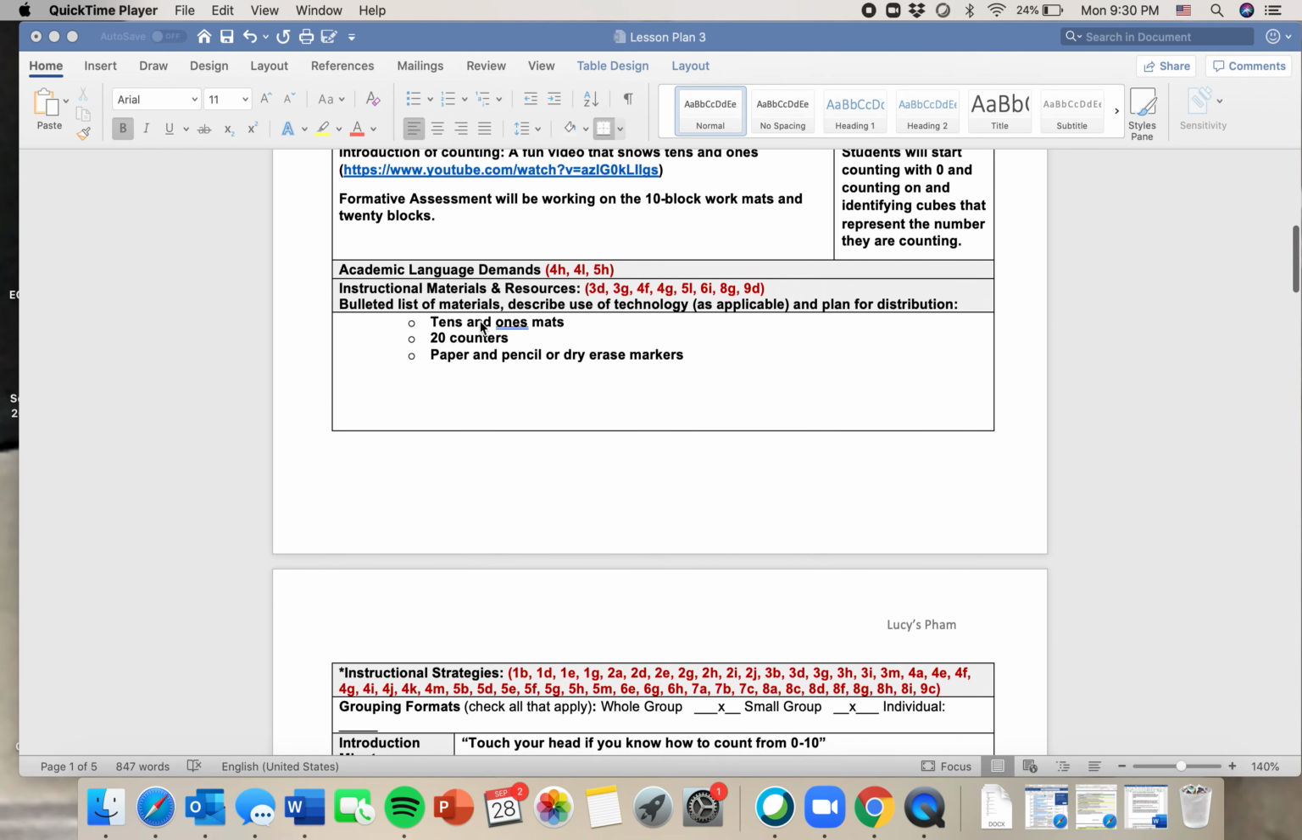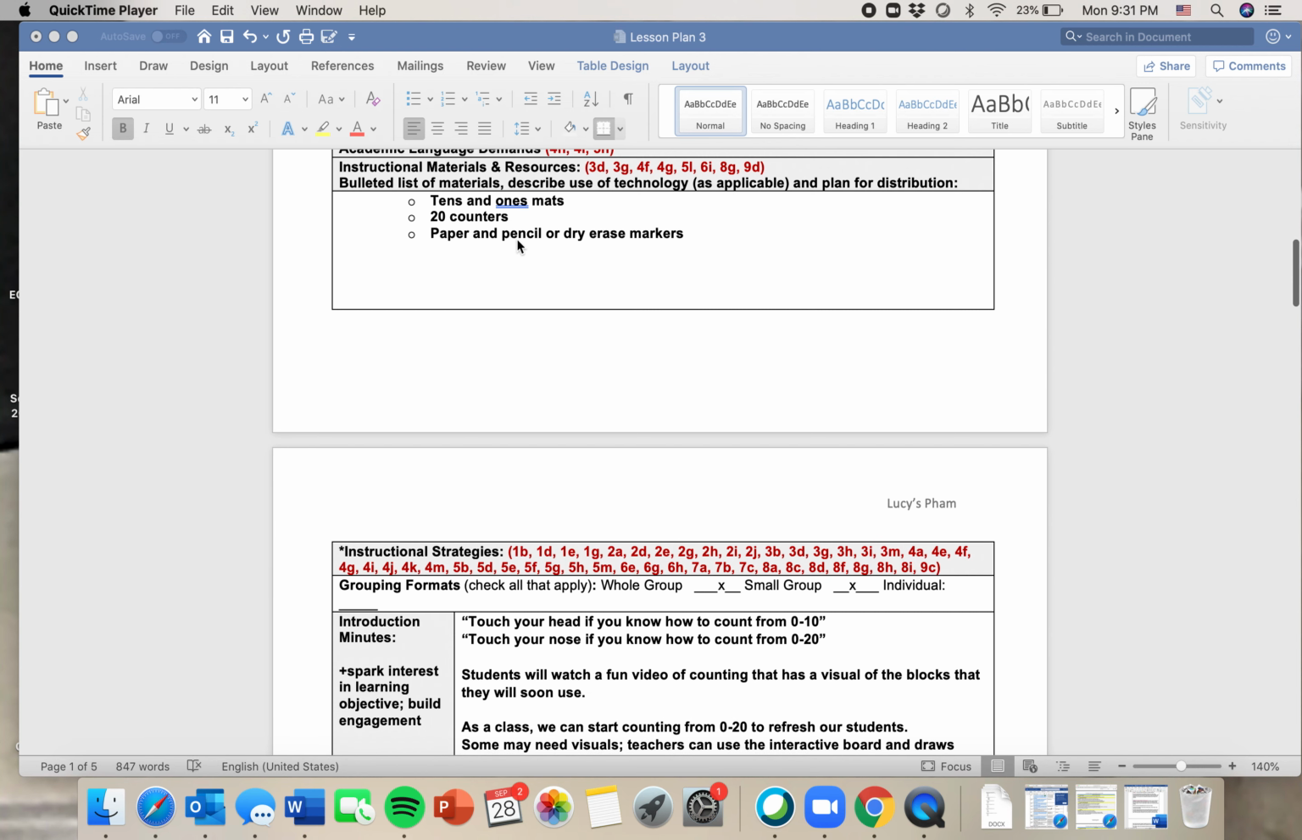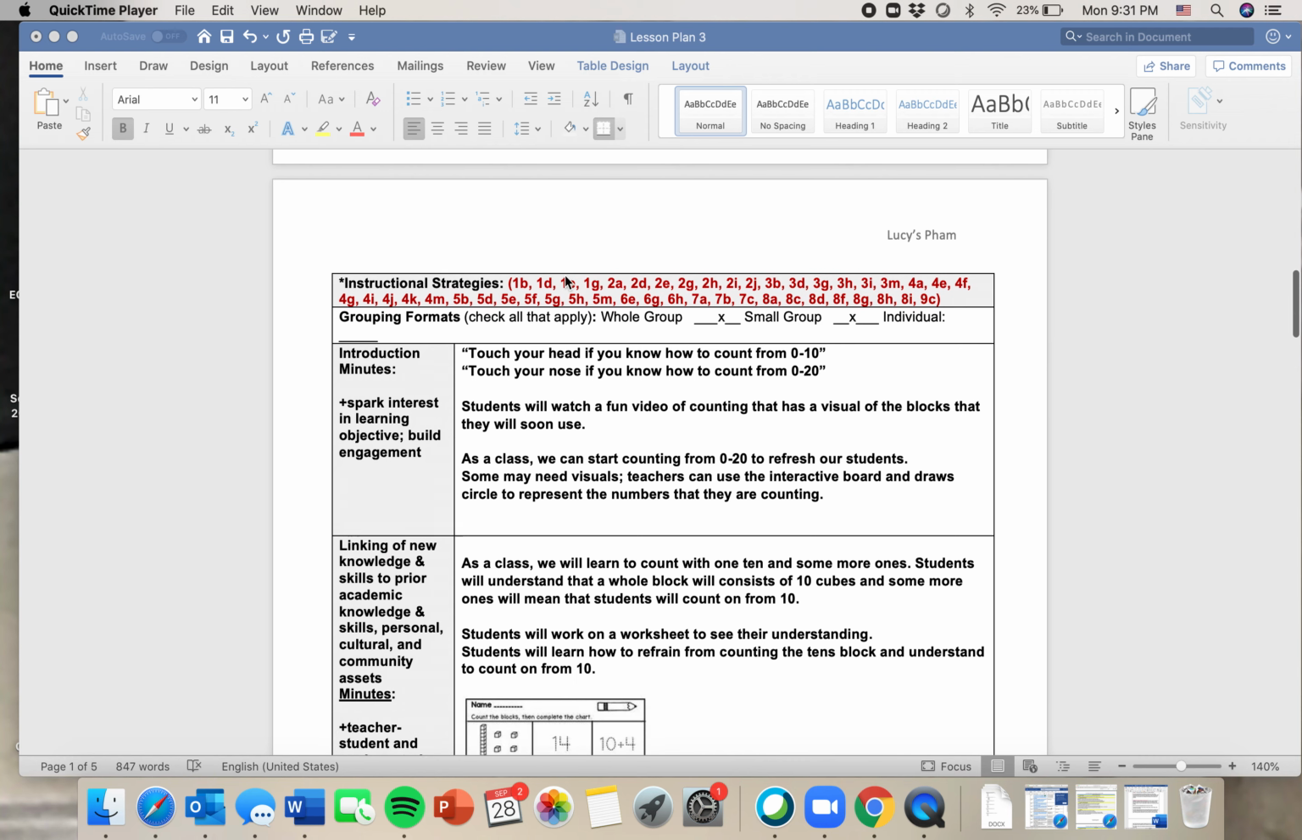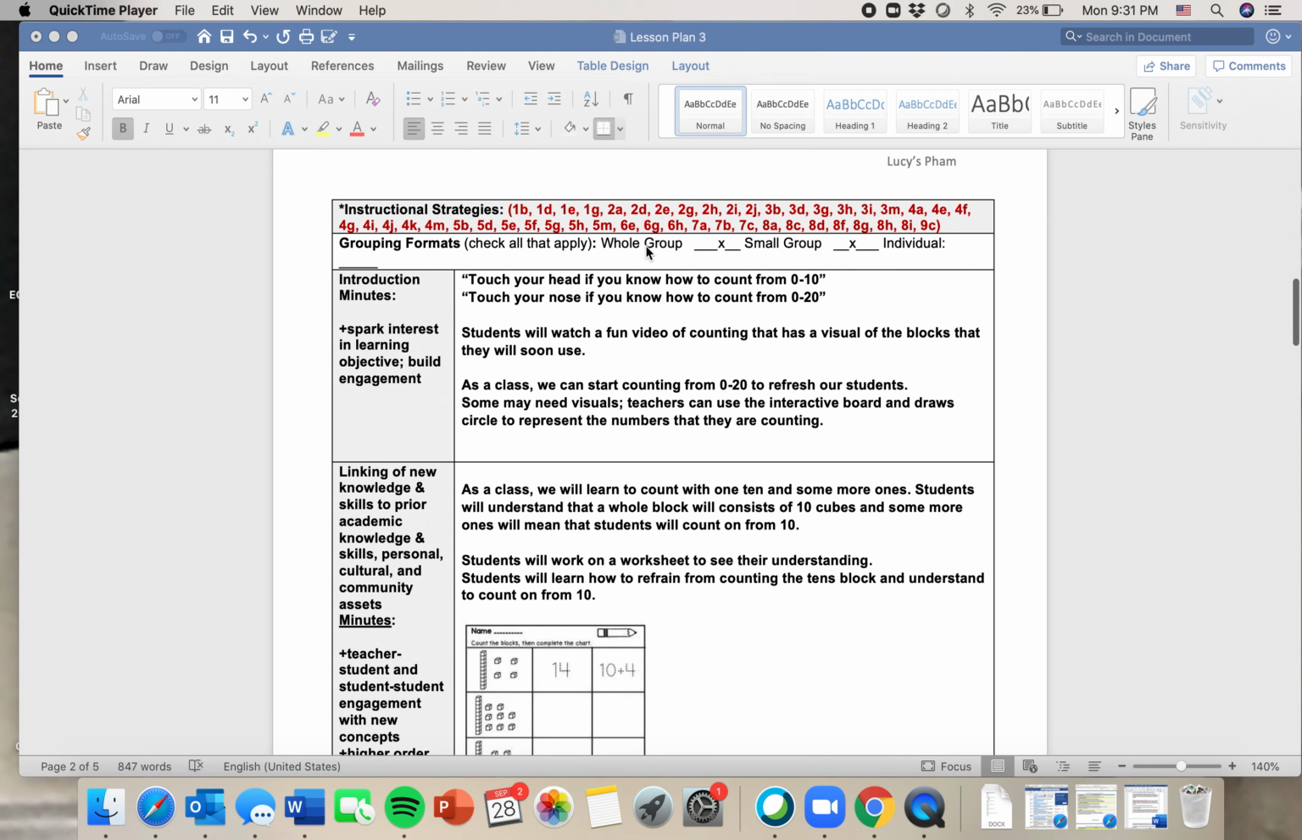For materials, students will need tens and ones mats, and 20 counters, but probably a lot more, because students will be counting from 0 to 120, so probably more of the 10 blocks. Pencils, erasers, and paper are needed. And then students can also work in whole groups or small groups.